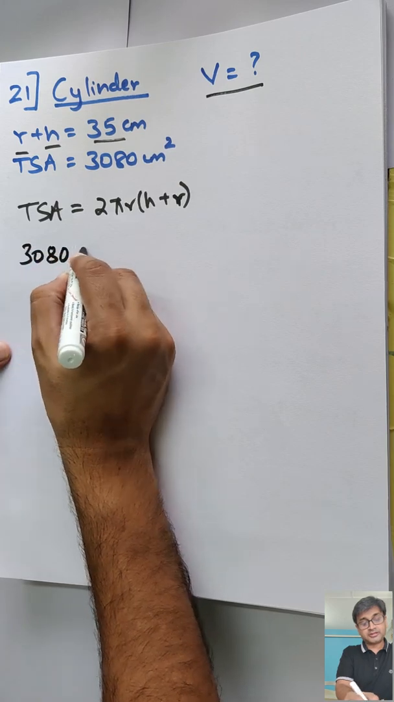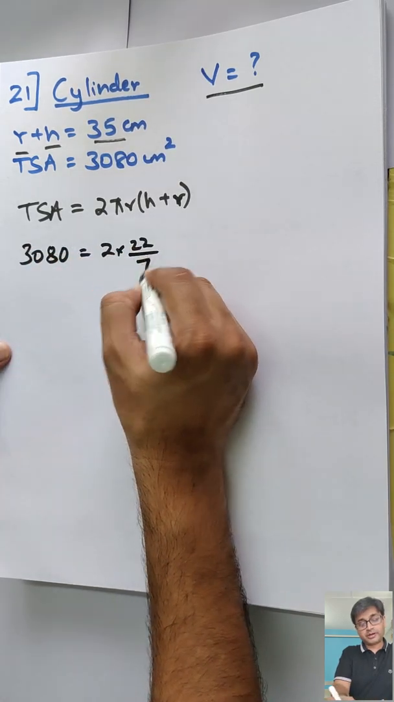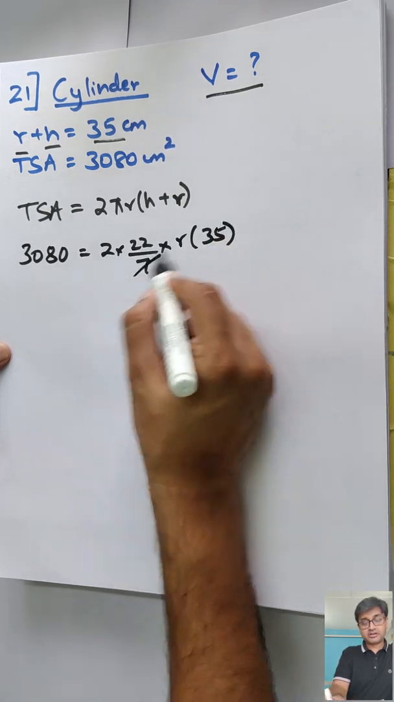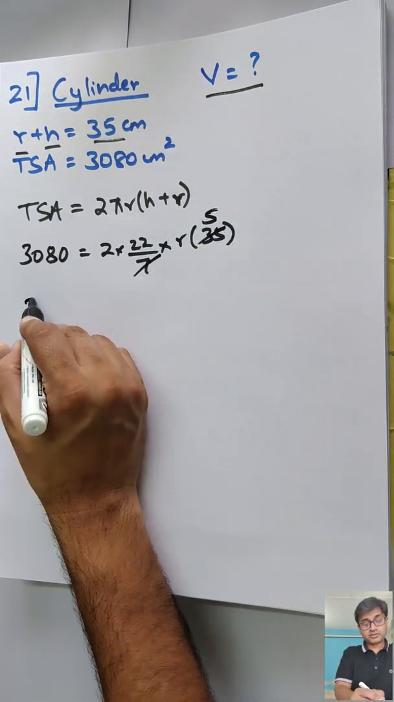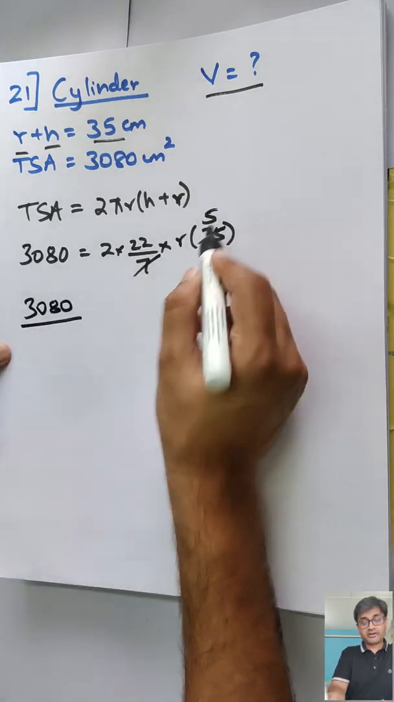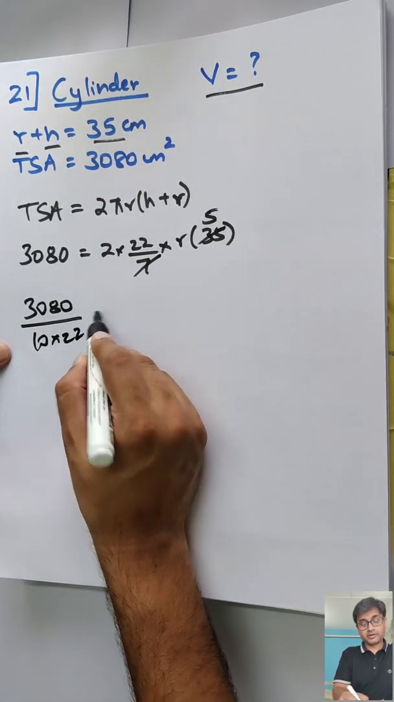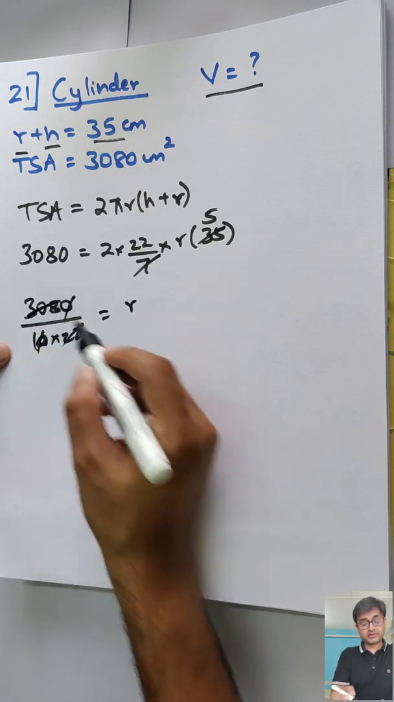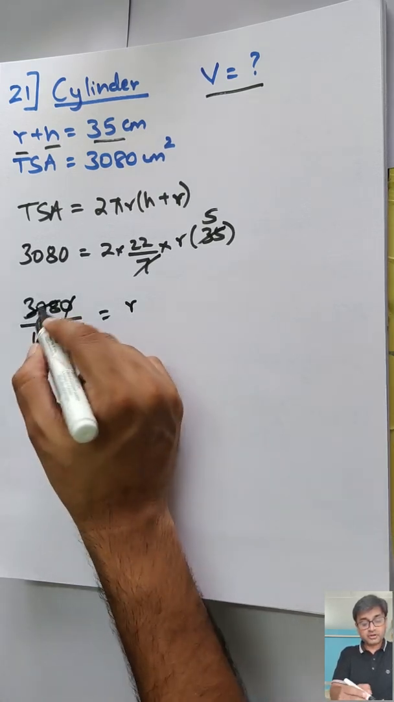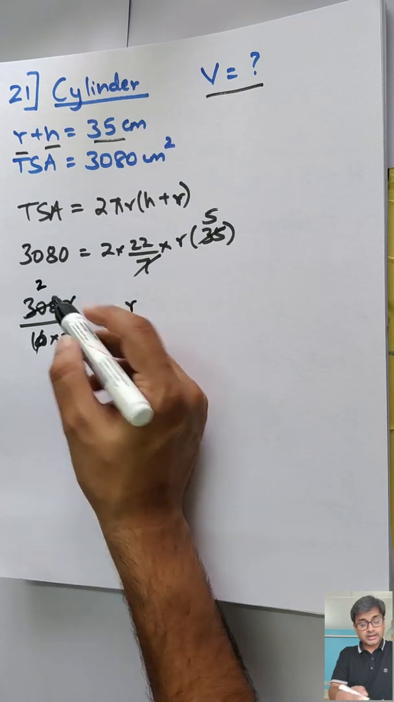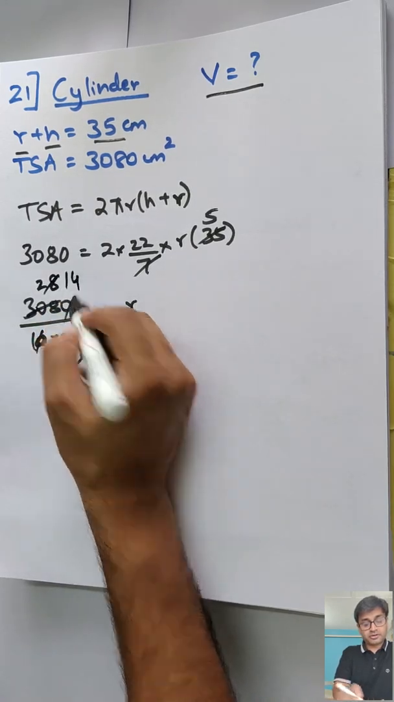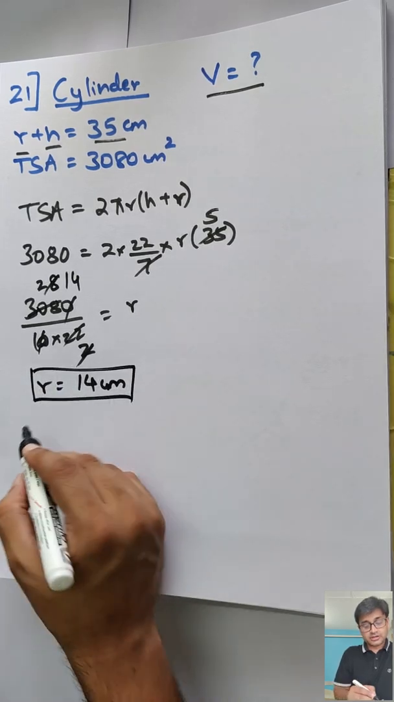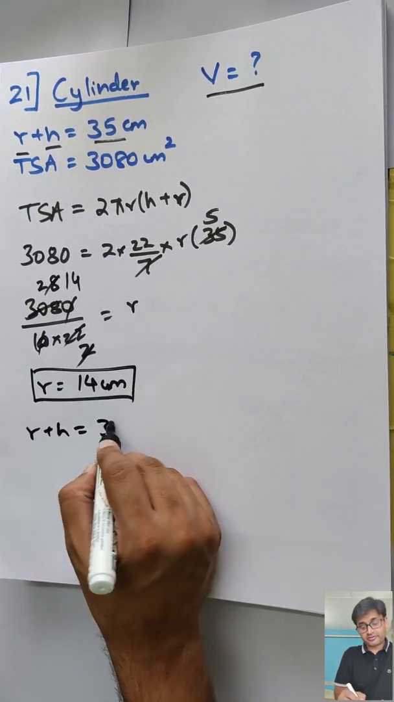So 3080 equals 2 into 22 by 7 into radius, and h plus r is 35. So 7 ones are 7, 5s are 35. So I get 3080 equals 5 2s are 10 into 22 into r. So this 0 goes. Can I cancel this further? Maybe with 11. 11 2s are 22, and then 8s are 14. So my radius becomes 14 centimeters. So therefore radius plus height is 35.